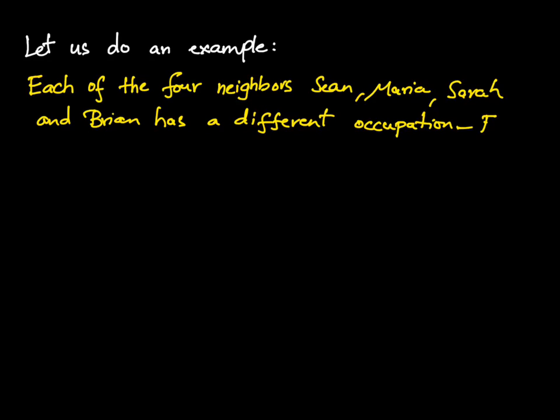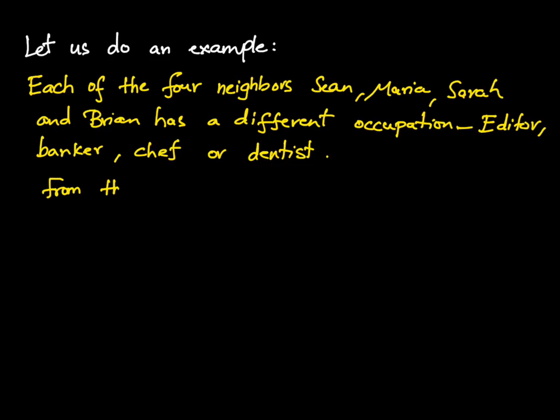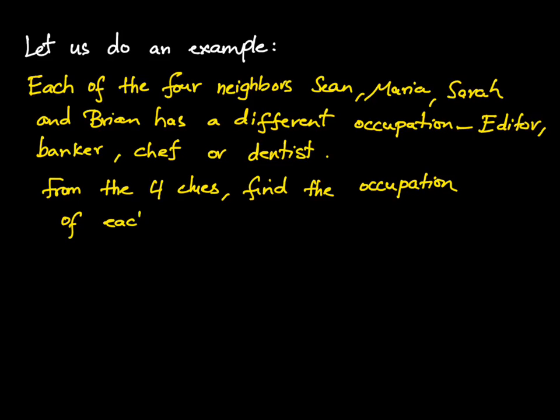We don't know who does what, but all we know is they have different professions. And there are four professions that we are focusing on: editor, right? And one of them is a banker, one of them is a chef, and one of them is a dentist. But we don't know who does what. So from the four clues that they're going to give us, we're going to figure out the puzzle. We're going to solve this puzzle, which is finding the occupation. As I said, we are going to use some structure to it. We're going to use a table to organize our thoughts.